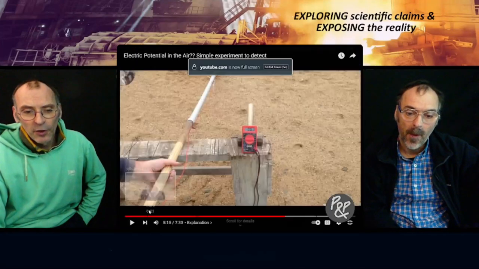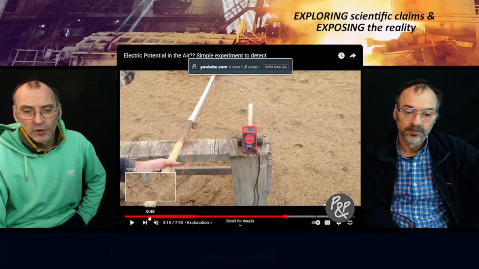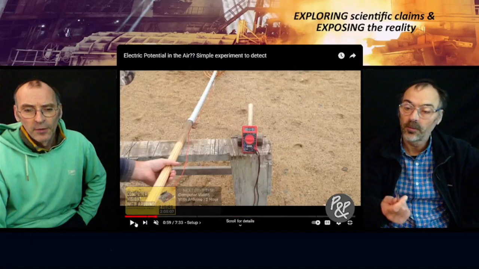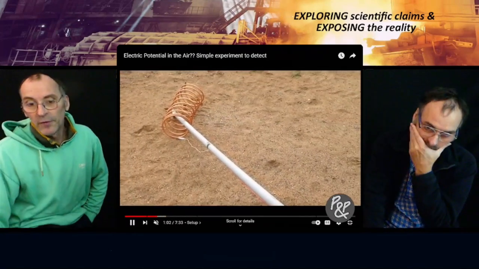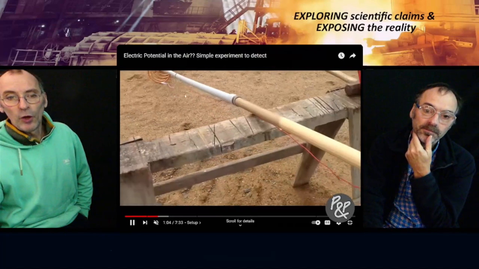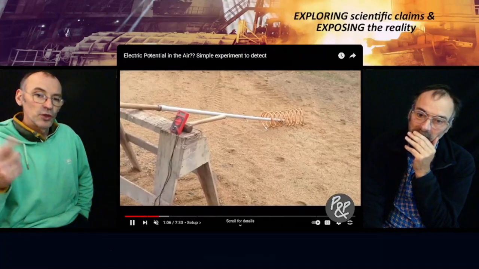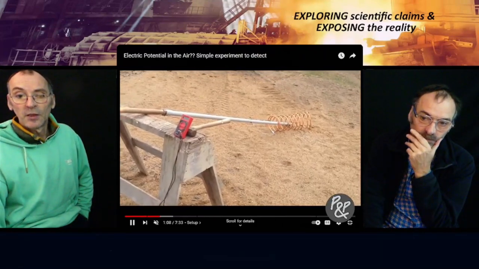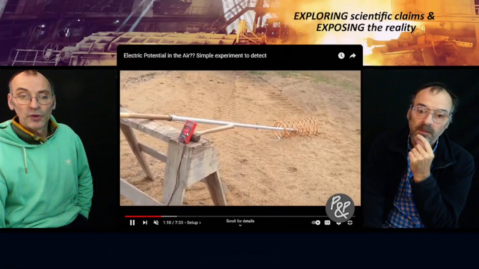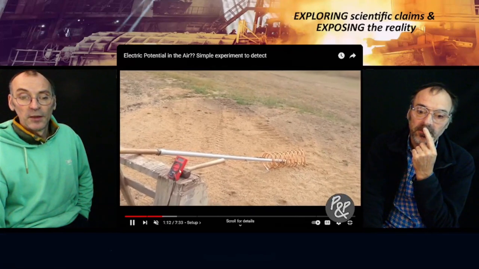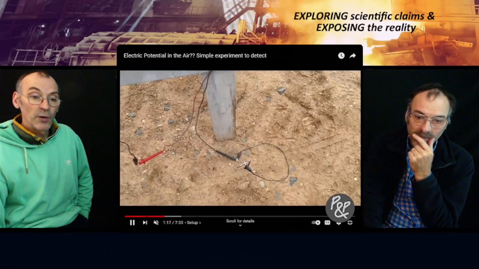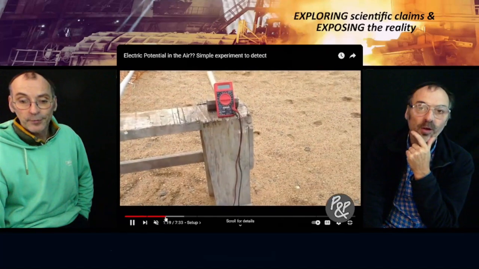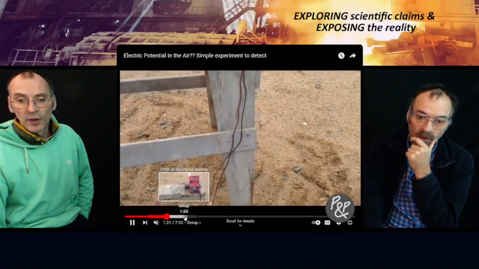Here we go. Let's switch off the volume. The bloke's got a simple setup, similar to what we've done. He's got a pole. On the end of the pole is a copper coil, and he's attached the copper coil to a multimeter. The other end of the multimeter goes into an anchor point in the ground. Earth. So it's quite simple.